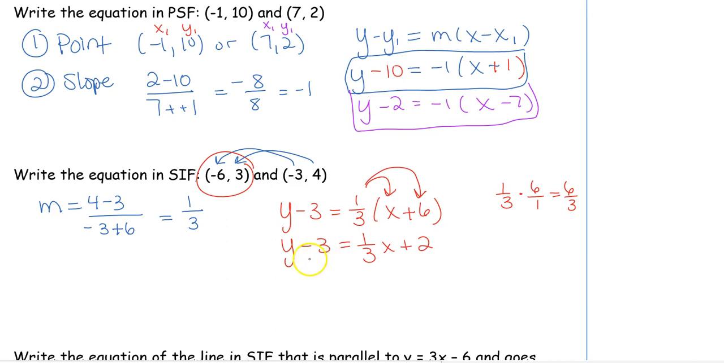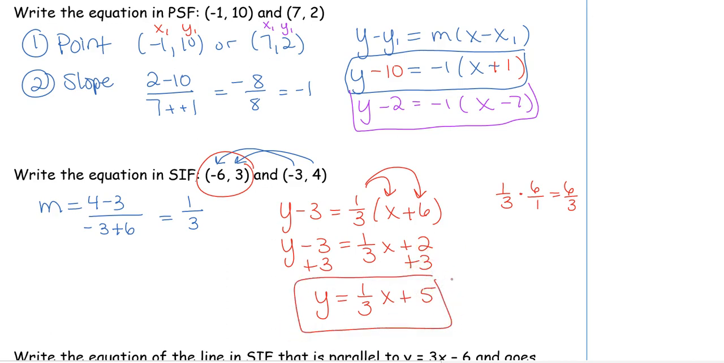And then for slope-intercept form, it's y equals mx plus b. So I've got to move this 3 over because I want to get y all by itself. So I get y equals 1/3 x plus 5 is my equation in slope-intercept form. So both times we start in point slope form. If my answer needs to be in slope-intercept form, I distribute my slope and solve for y.